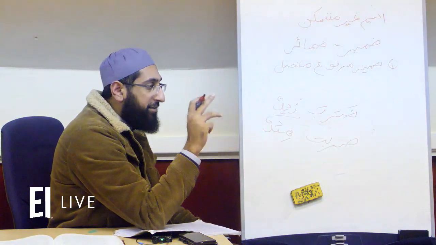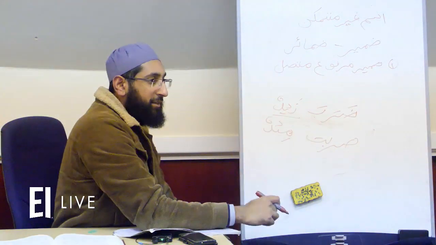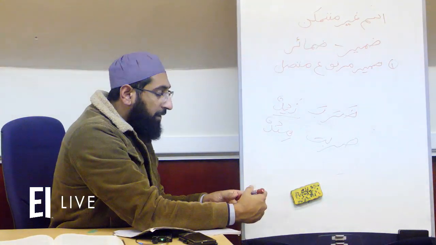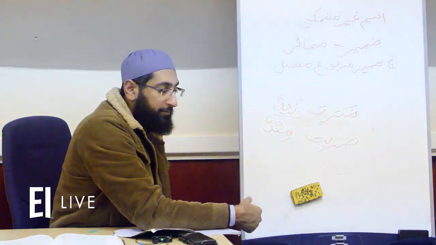So other than those two sige, every other siga in the gardan has a fa'il with it, and that fa'il is a zamir marfu muttasil. So that's all your sarf then, isn't it? That you will learn. Okay? Everybody understand that?